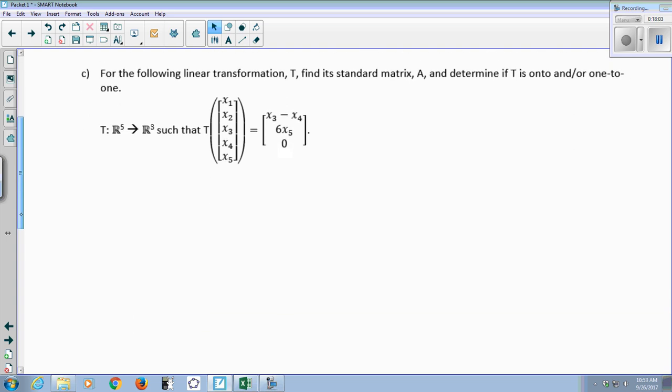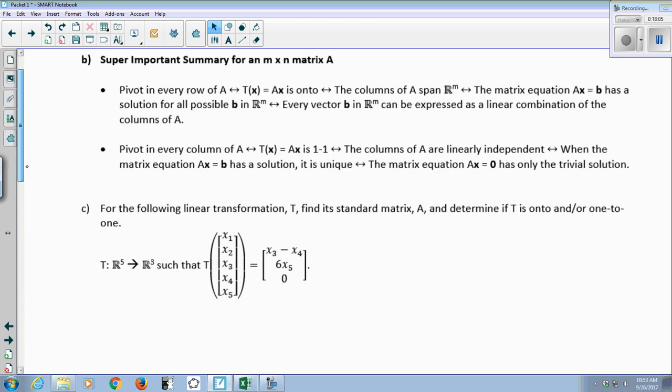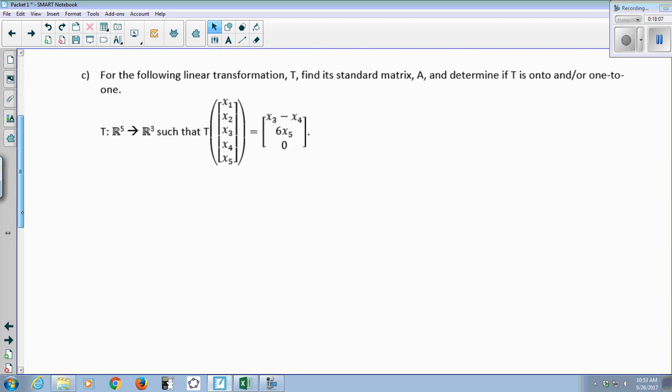All right, we'll do one more together using this handy summary information to answer our questions. We have a linear transformation T. We want to find its standard matrix and determine if it's 1-to-1 and/or onto. T goes from R5 to R3. So to find the standard matrix, I need to know where e1, e2, e3, e4, and e5 go. Those are just the columns of the identity matrix in R5.